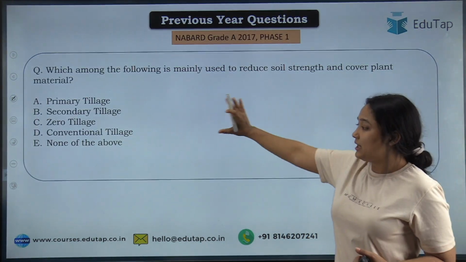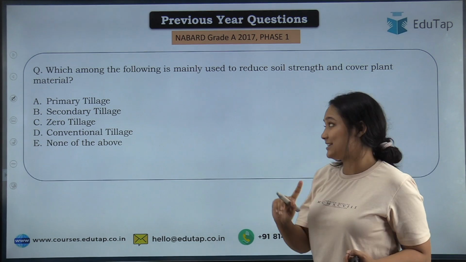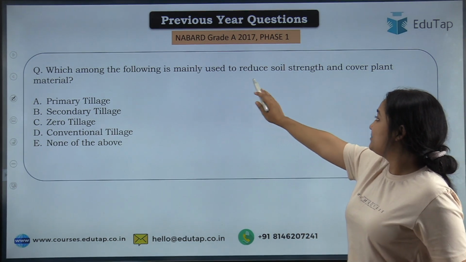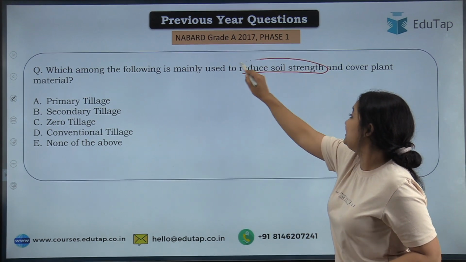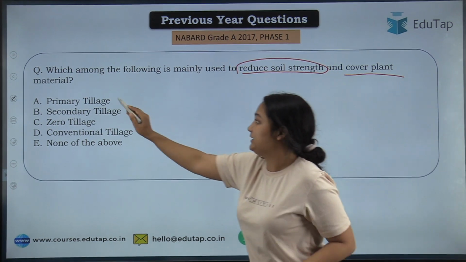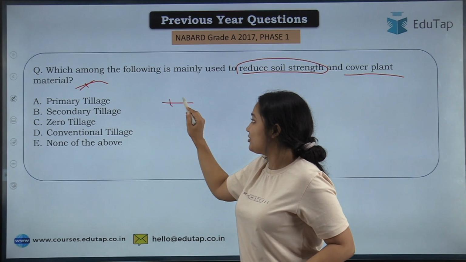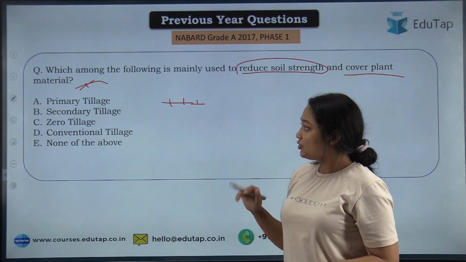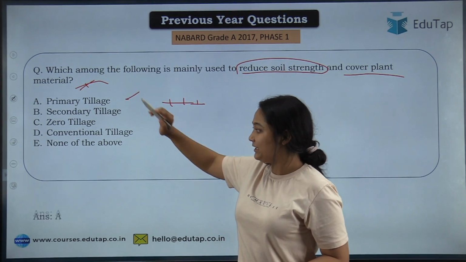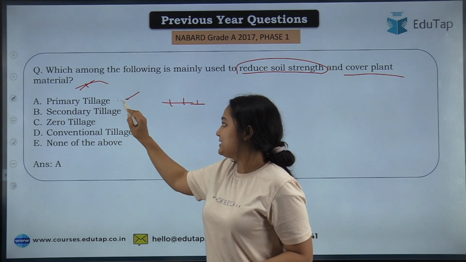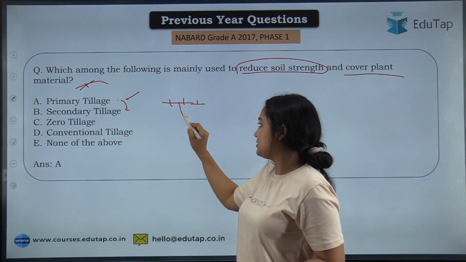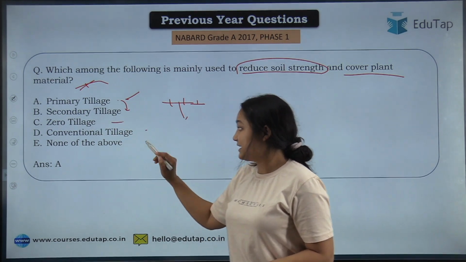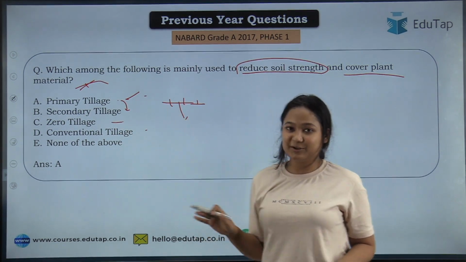Now let's try to reattempt the PYQ that we have discussed. I hope you will be able to answer now. So our question was, which among the following is mainly used to reduce the soil strength? Also cover plant material. So we are breaking the soil, okay, and we were removing all the weeds and all that. The answer will be primary tillage, of course. As we discussed, secondary tillage is done after primary tillage to further break the clods that were made from the primary tillage. Okay, then zero tillage we will discuss, and conventional tillage we will discuss further.